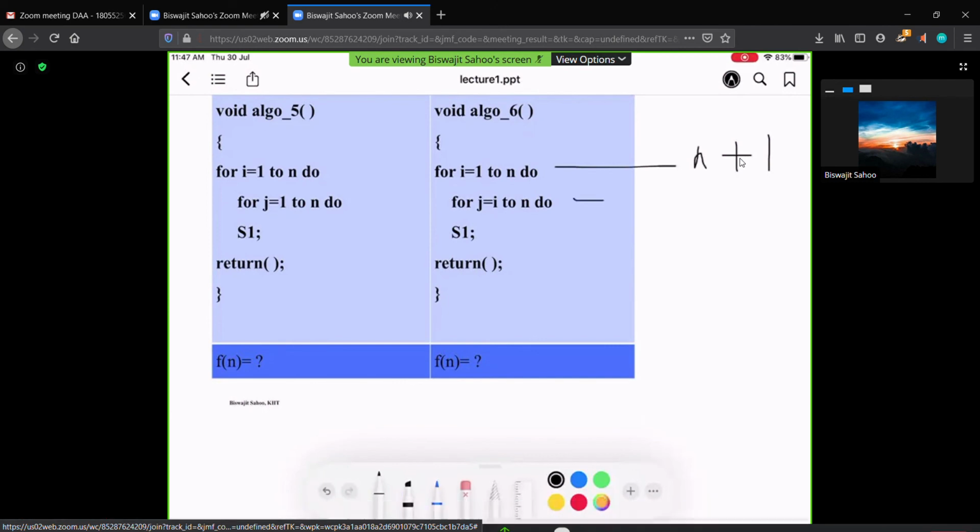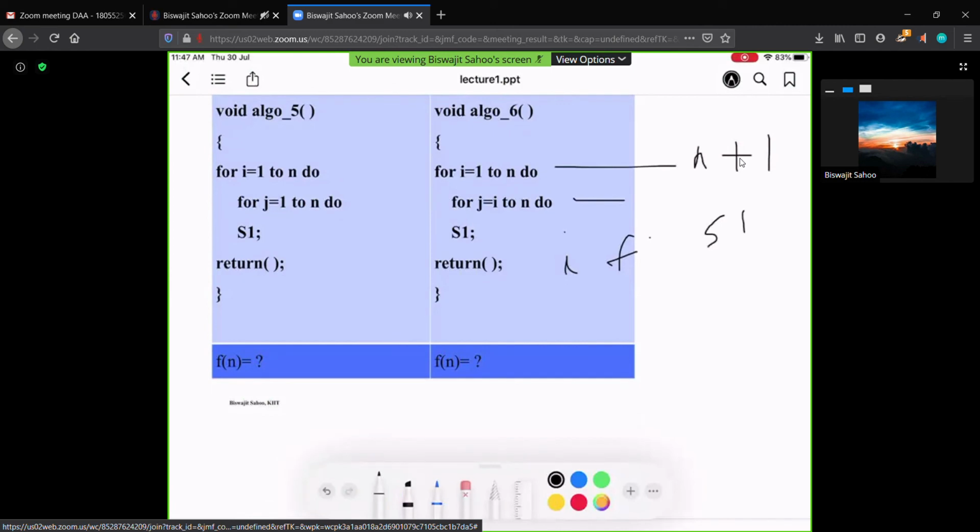Now let's come back here. Look at it minutely. Previously, on the left hand side, it was j equal to 1 to n. Now it is i to n. Hence, let me write it here. When i is equal to 1, let me write it in another way also. I am writing the for loop, and then the statement S1.